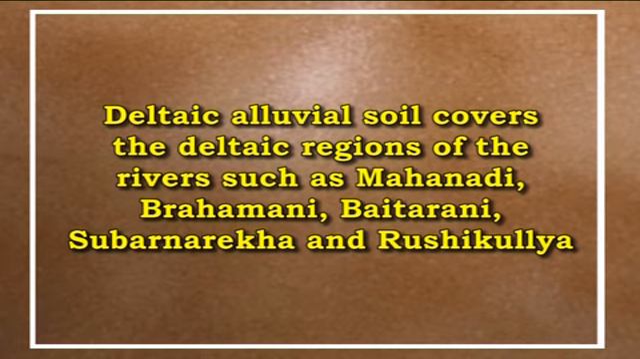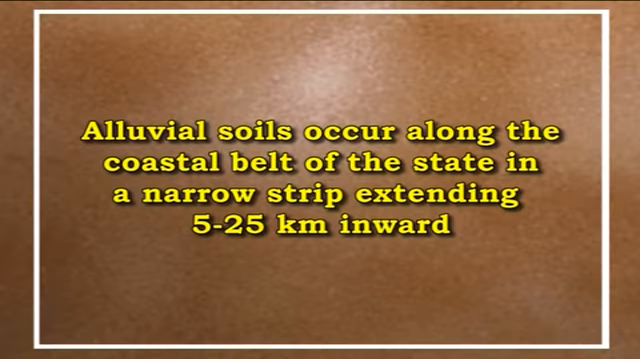Deltaic alluvial soil covers the deltaic regions of the rivers such as Mahanadi, Brahmani, Baitarani, Subarnarekha and Rishikulya. Texture of the soil varies from coarse sand to clay and is mostly dependent on geomorphology of the floodplain and the type of alluvial material carried by the river water. Alluvial soils occur along the coastal belt of the state in a narrow strip extending 5 to 25 km inward.